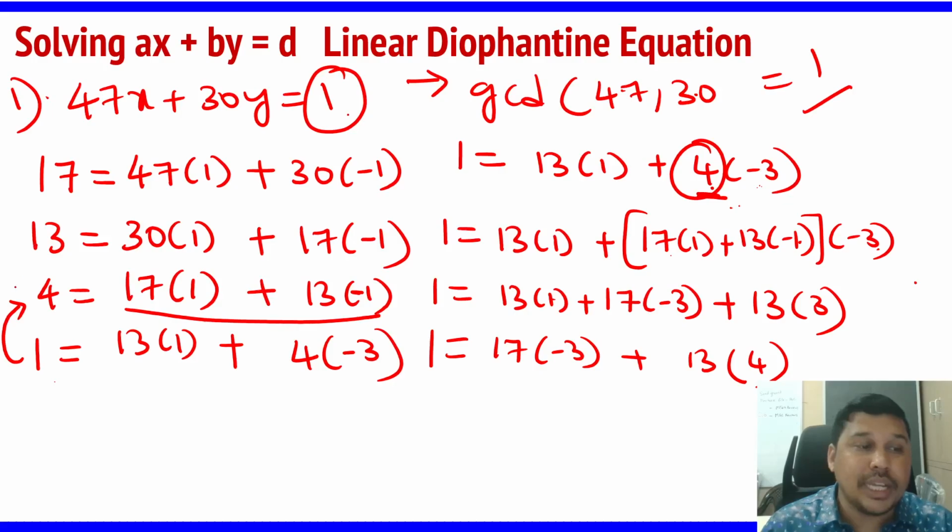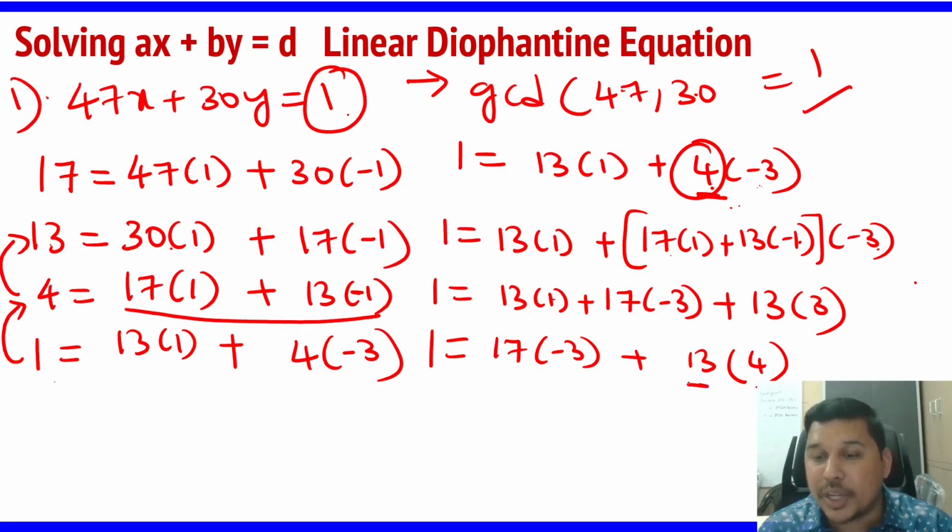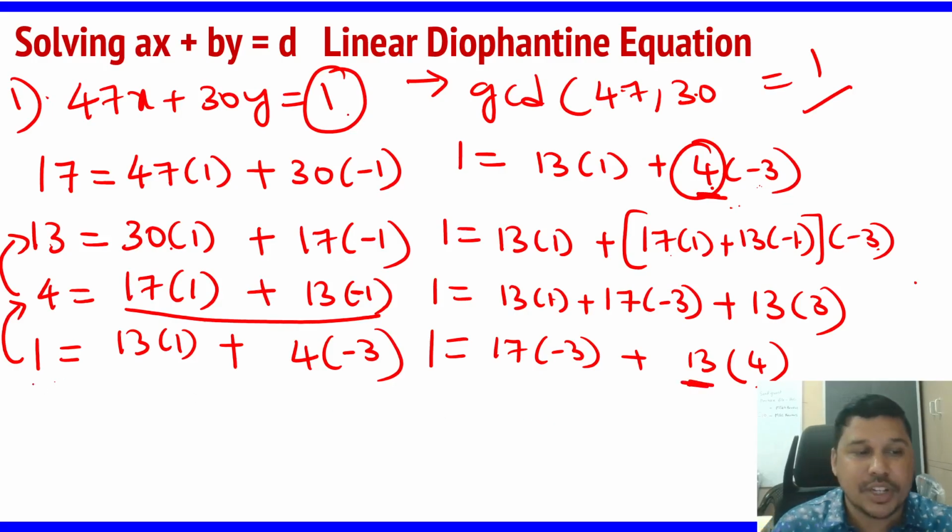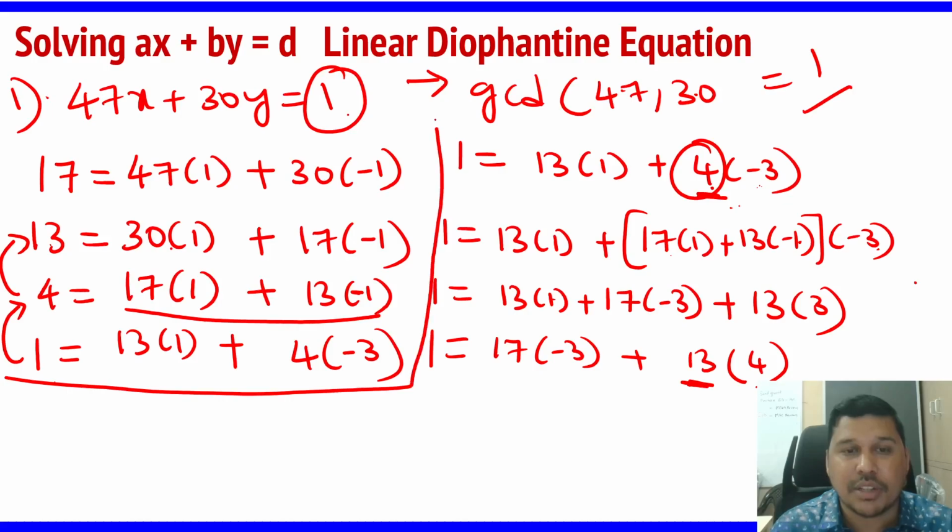Now, you go to one more previous equation. We have an equation for 13. That is 30 into 1 plus 17 into minus 1. You substitute that in place of 13 here. So, the equation becomes, I just draw a box like this. Now, I am substituting this third-but-one equation, from the lowest one, the third one, here.